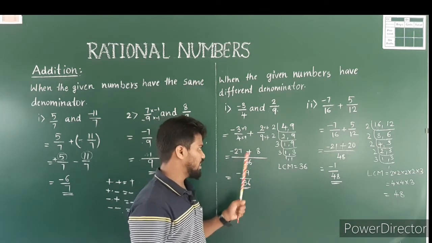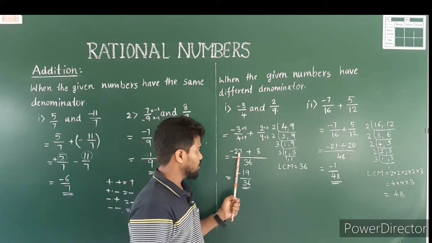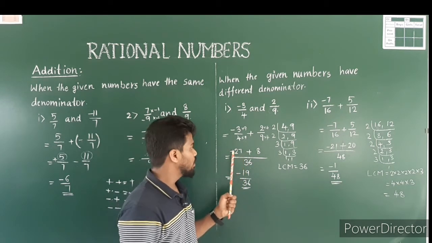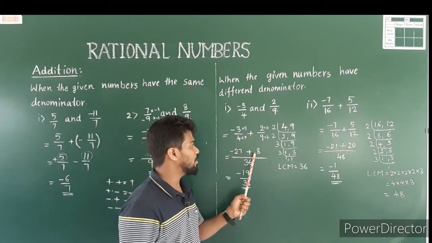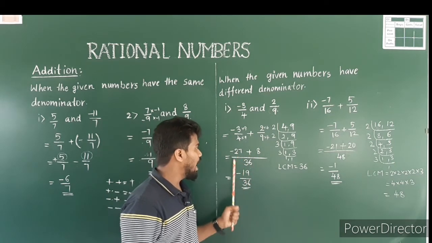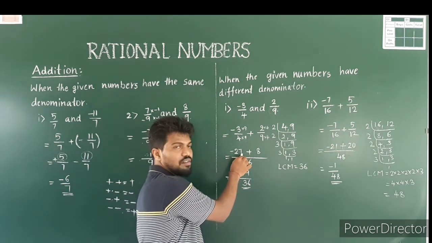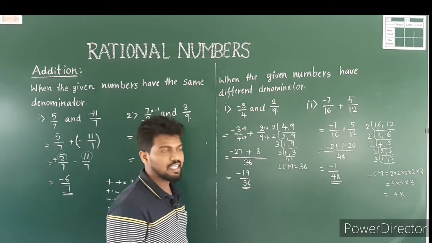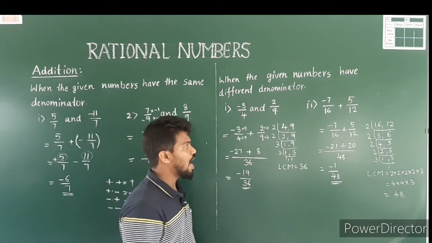So minus 27 plus 8. So both different signs. So one is minus, one is plus. Subtract, you get 27 minus 8 means you get 19, and the larger value sign. So 27 is the larger, so its sign is minus 19 by 36. So denominator as it is.